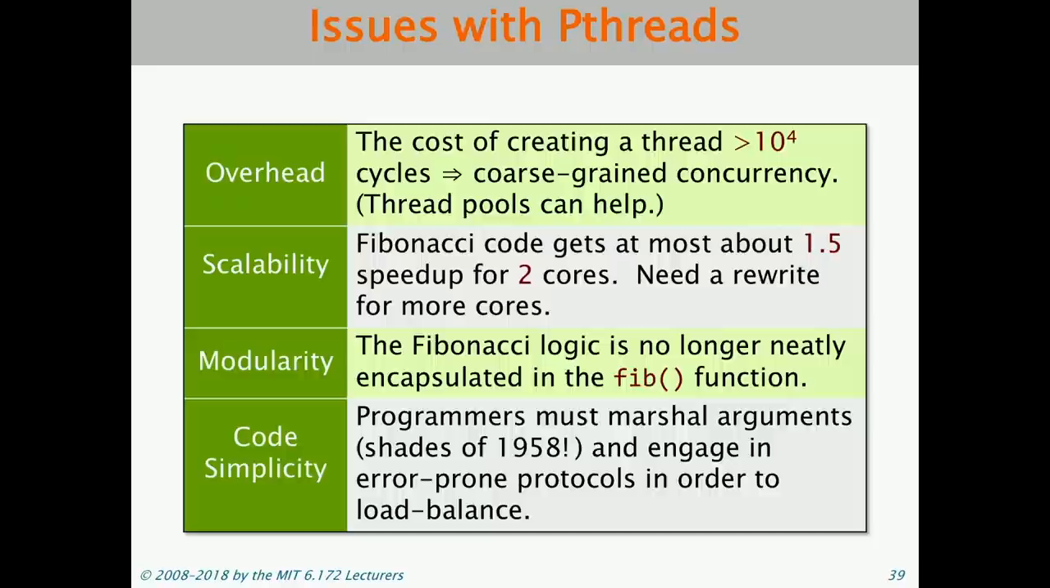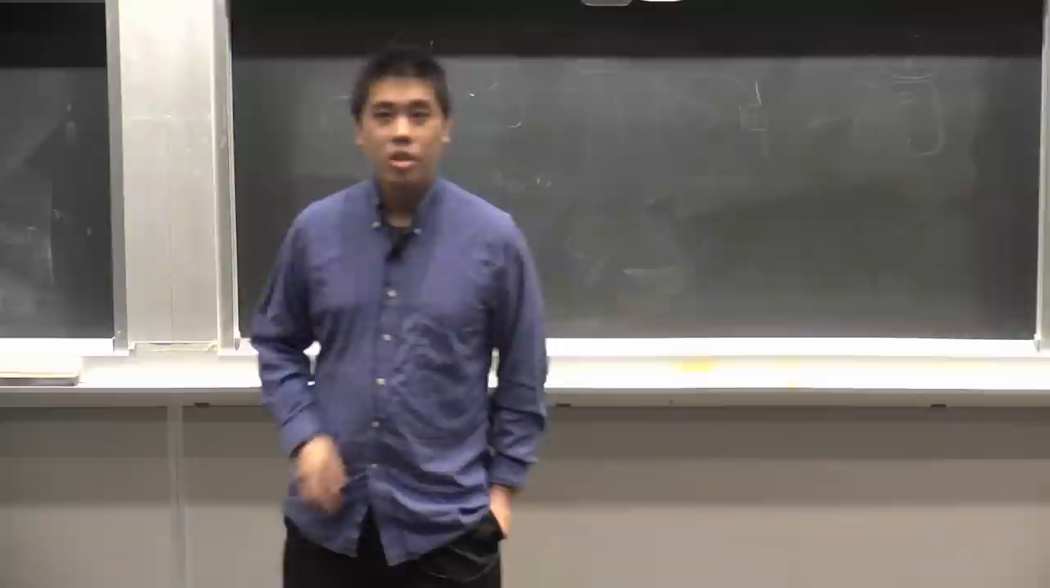There's also a scalability issue with this code that I showed on the previous slide. The Fibonacci code gets at most 1.5x speed up for two cores. Why is it 1.5 here? Does anyone know? Yeah.